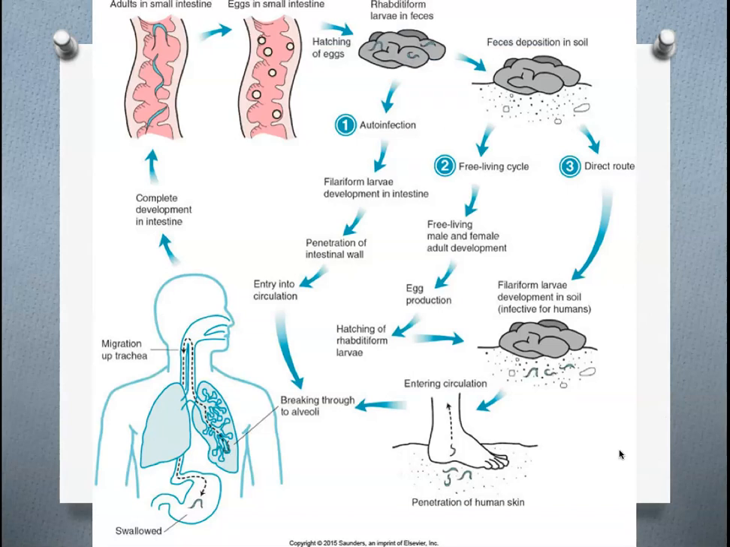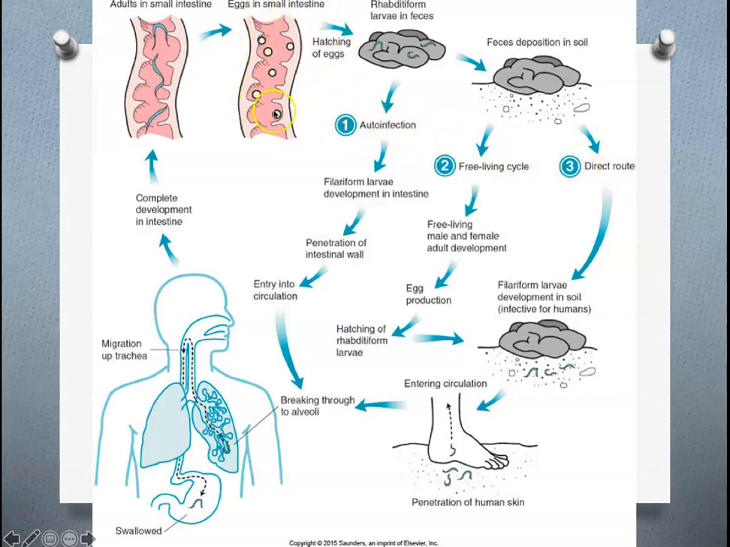Okay, I know this seems like a lot, and it is because Strongyloides is a little bit more complicated, but it's very simple just by taking a minute with it. So actually it's showing our 3 life cycle phases: the autoinfection, the free living cycle, and the direct route. I'm going to start with the direct route and go backwards.